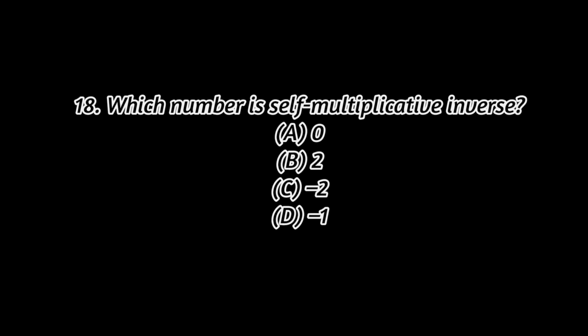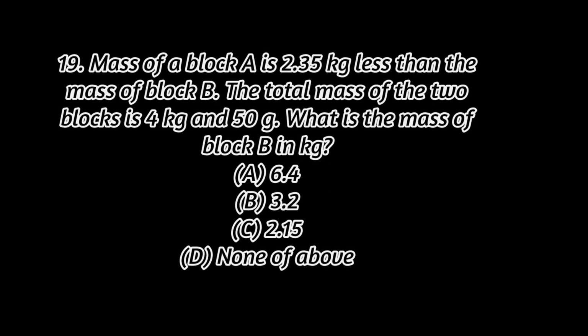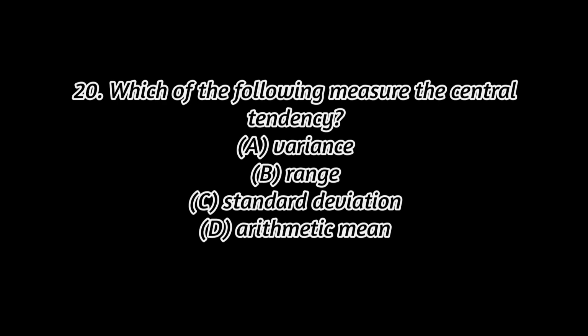0. Which number is self-multiplicative inverse? Minus 1. The mass of block A is 2.35 kg less than the mass of block B. The total mass of the two blocks is 4 kg and 50 gram. What is the mass of block B in kilograms? 3.2. Which of the following measures the central tendency? Arithmetic mean.